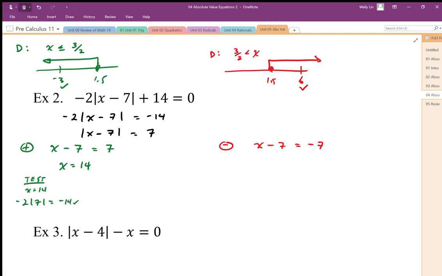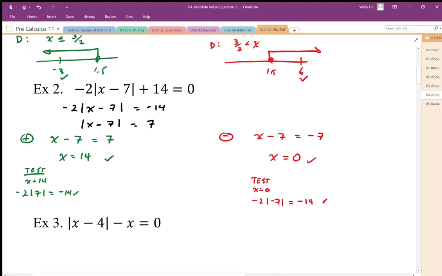Okay, so solving the other situation here, I'm going to take away 7. Or sorry, add 7. So I end up with x equals 0. So again, we test x equals 0. If I plug it in, I end up with -2 times absolute value of -7 equals -14. Okay, well that's going to be positive 7 times -2 equals -14. So those are both valid solutions. They are not extraneous.